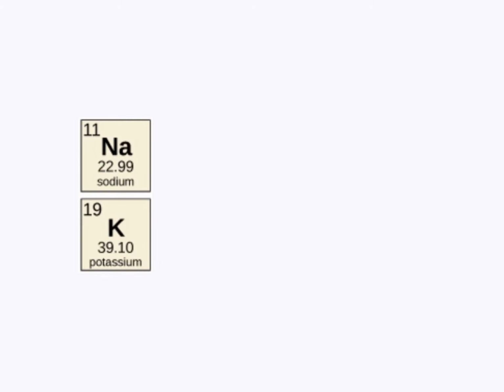So now let's take a look at sodium and potassium. And I recommend that you pause the video right now and try to work these out on your own. So try to figure out what number is the atomic number, what number is the atomic mass number, and then figure out how many protons, neutrons, and electrons each of these elements has.